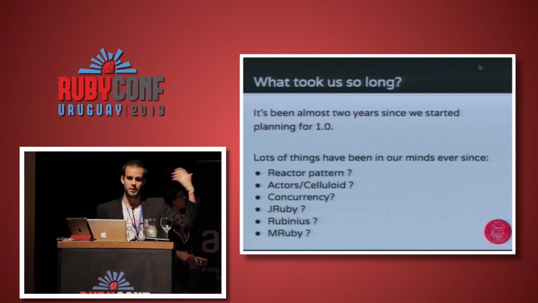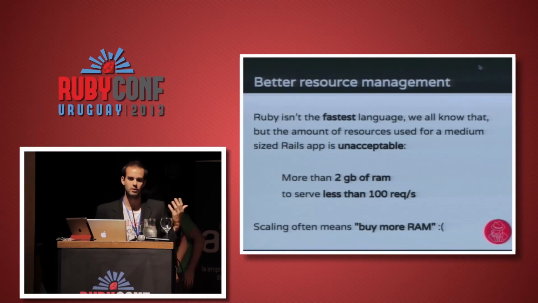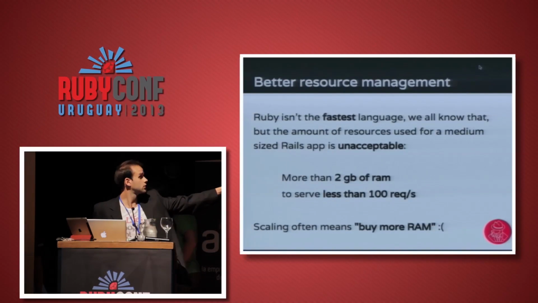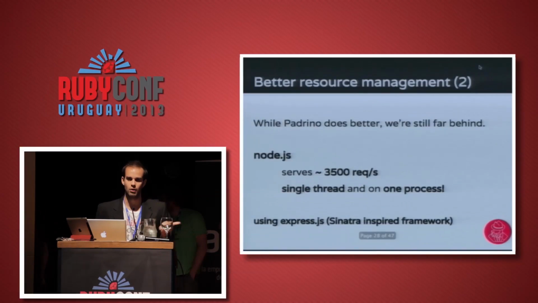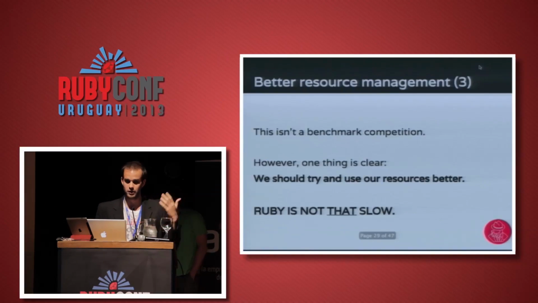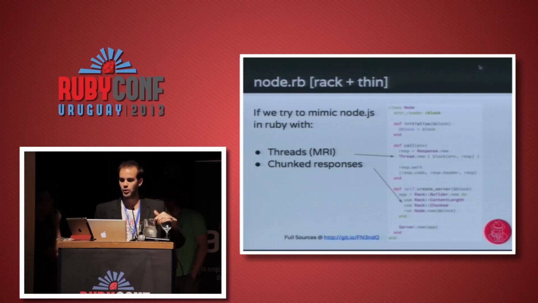What took us so long to have the first version? We had several things in mind. So the idea was to improve performance. A typical Rails app would take up 2 gigabytes of RAM to serve less than 100 requests per second. And the idea is to buy more RAM. We think we can do things better, and Ruby is not that slow.